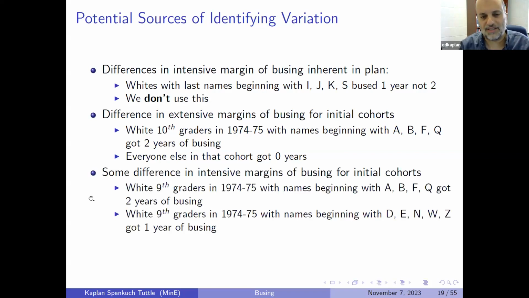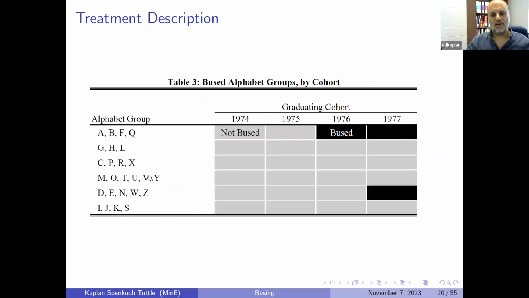So the 9th graders in 1974 with A, B, F, or Q are going to get 2 years of busing. And also D, E, N, W, and Z are going to get 1 year of busing. So here's a visualization of that. In fall of 1974, no one got bused, because the busing plan didn't start till the fall of 1975. So if you graduated in the fall of 1974, you got 0 years of busing.